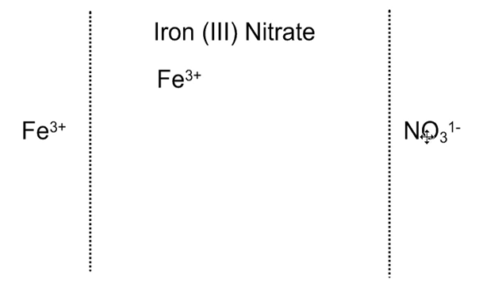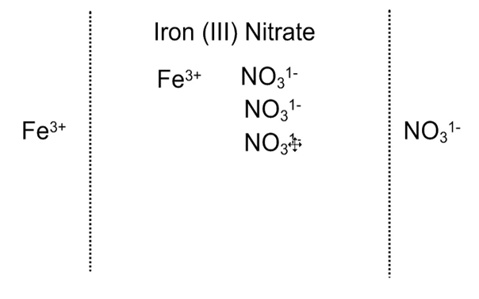If I bring one of each out, the charges don't add up to 0. I have more positive than negative. Bring a second one out, I still have more positive than negative. It takes 3 nitrates at -1 to balance the charge of just 1 iron 3. So now it equals 0. In my formula, I'll need to show just 1 iron and I'll need to show 3 nitrates.